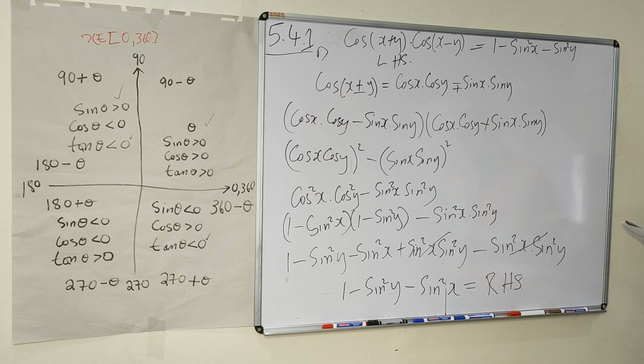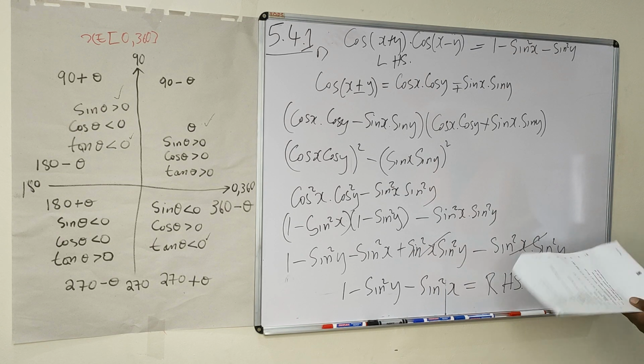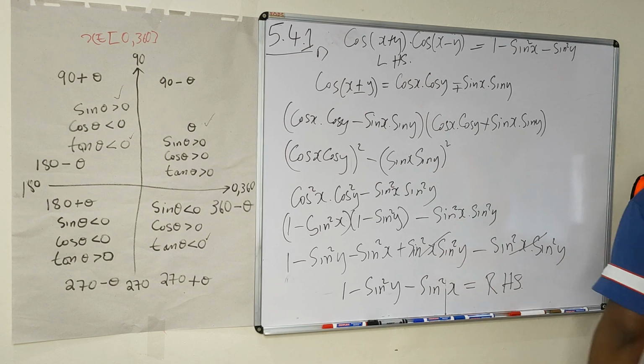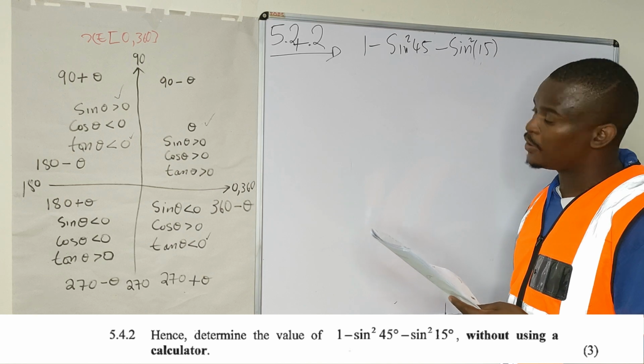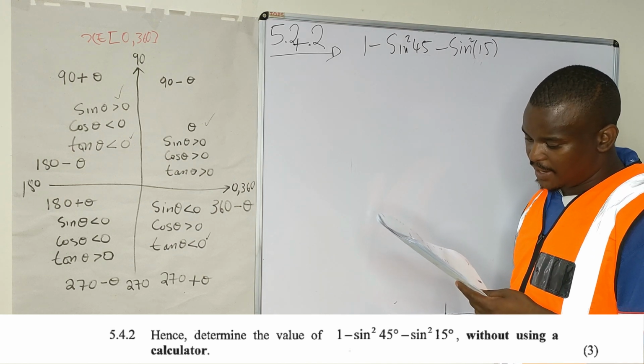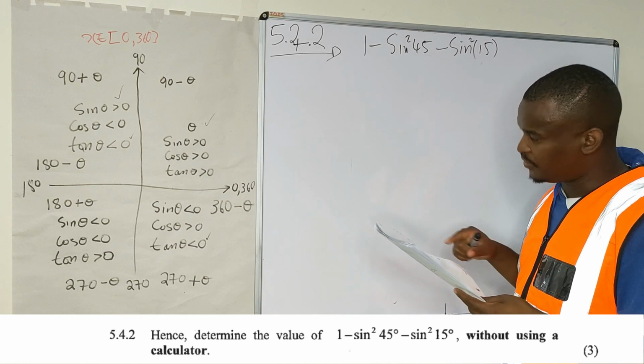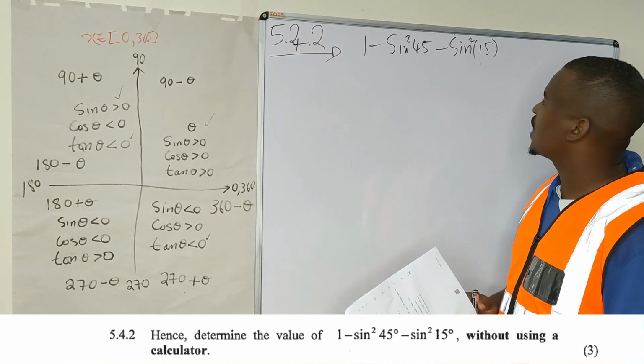So you're done with 5.4.1. So you now are going to 5.4.2. So 5.4.2, determine the value of this thing without using a calculator.